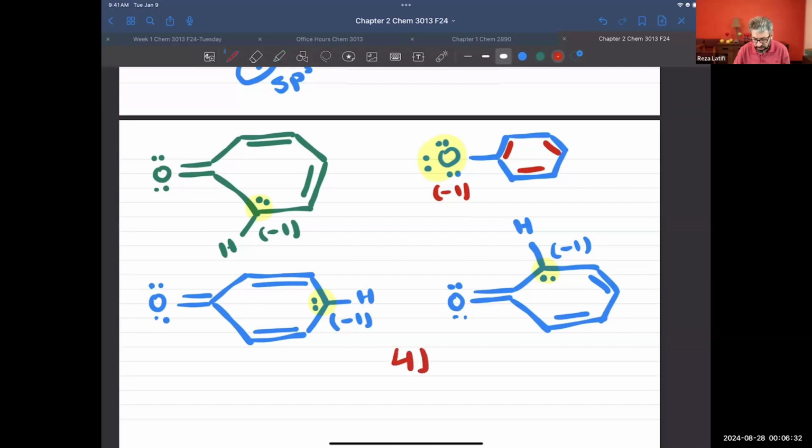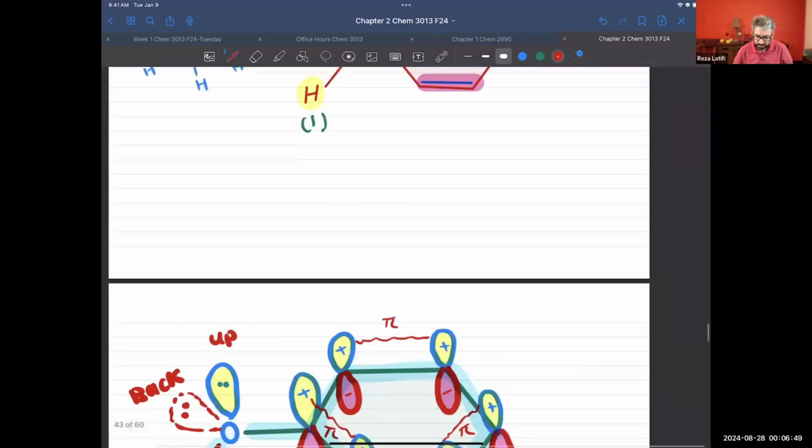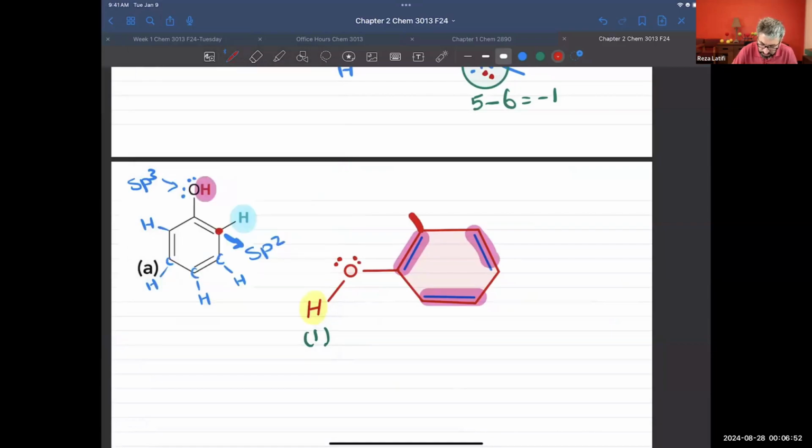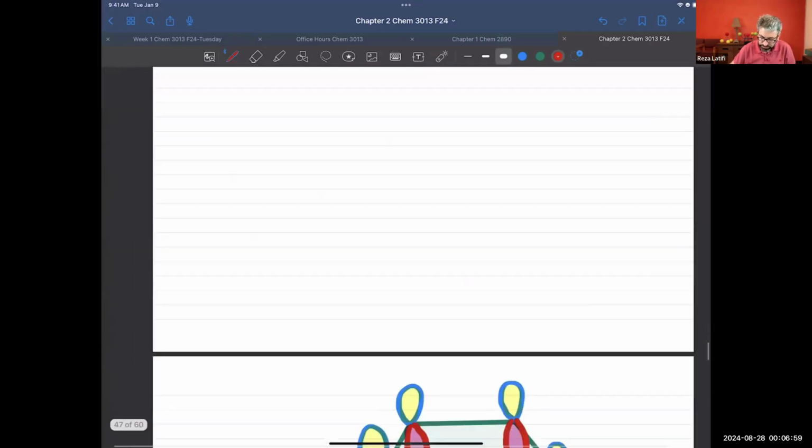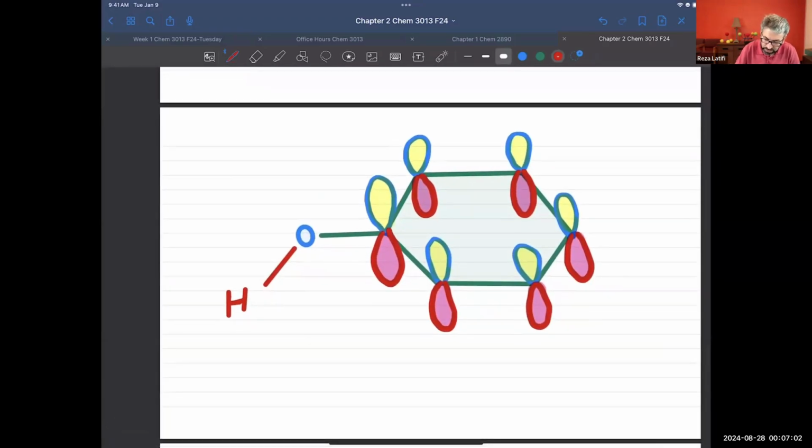If I take hydrogen from oxygen, I will get 4 resonance structures. That's one. Now, what will happen if we take this hydrogen? If we take that one, in that case, what will happen? Remember, the hydrogen I'm talking about is here.